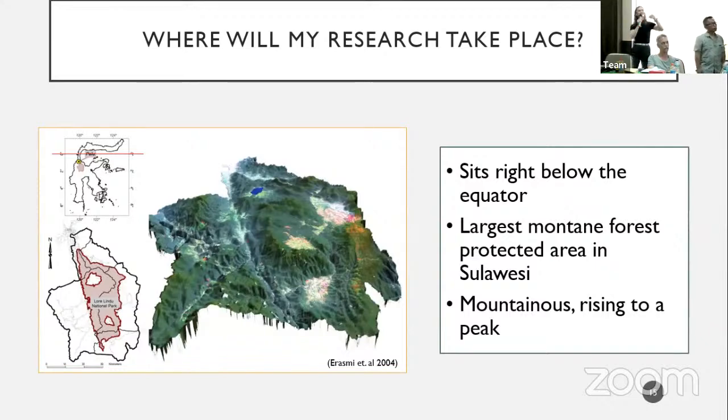Okay, so here's Lorelei National Park. It's a nice map from a publication from 2004 that shows just how mountainous this area is. Lorelei sits right below the equator at 1 degree south, and I think it's 120 degrees east. It is the largest montane forest protected area in Sulawesi, and it is very mountainous, rising to a peak of 2,525 meters.